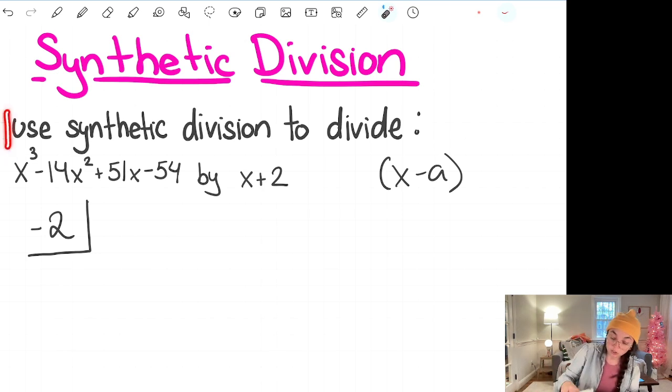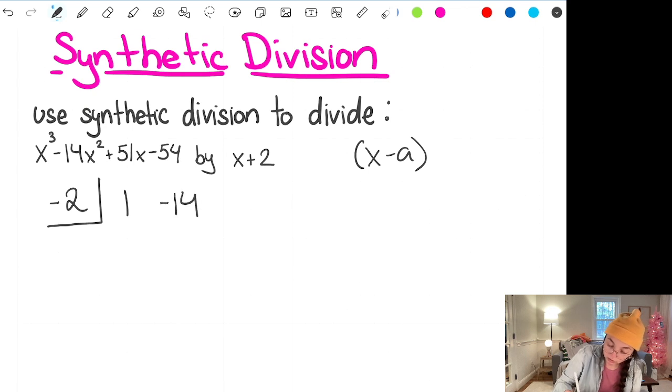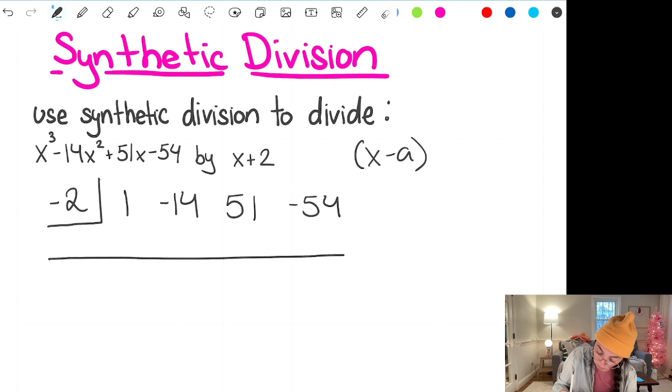So the coefficient for x cubed is just going to be a 1. It's assumed there's a 1 there if there's no number in front of the variable. For x squared, it's negative 14, so we're going to put negative 14. For x, it's going to be 51. And then the constant is negative 54. So that's the next one we're going to put in. Okay, so we're going to draw a line like so. We're going to put a plus sign because we're going to be adding these.